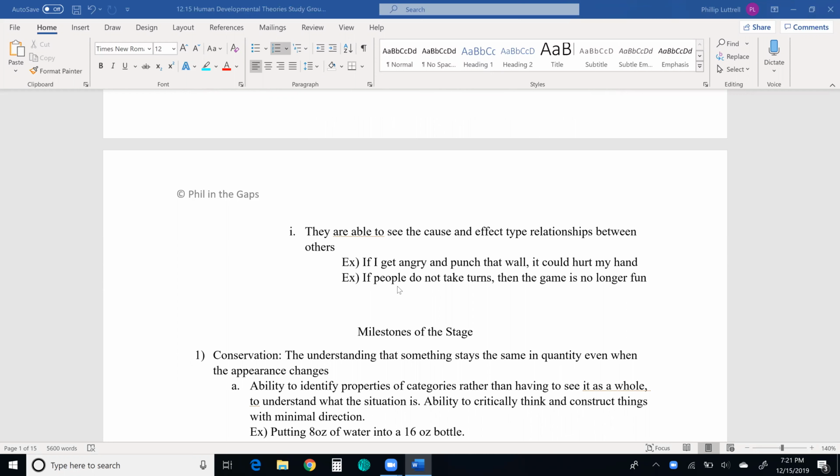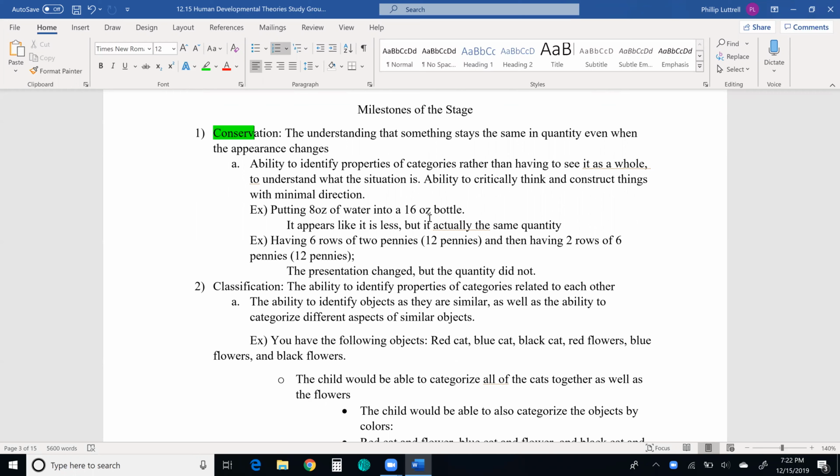Conservation is understanding that something stays the same in quantity even when the appearance changes. It's the ability to identify properties of categories rather than having to see it as a whole, to understand what the situation is, and to critically think and construct things with minimal directions. For example, take 8 ounces of water in a 16-ounce bottle. It's going to look like less than it would in an 8-ounce bottle, where it would be all the way to the top. You pour that bottle into the 16-ounce bottle, and it's going to be halfway.